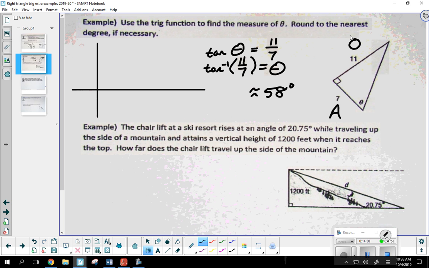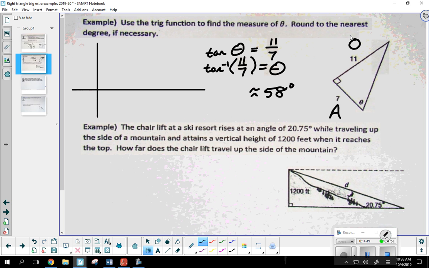Also, you don't want to get confused on this. You're only finding theta by using the inverse. That's the only time you're going to use the inverse, is to find theta. If you're looking for the ratio of the side lengths, you don't need to worry about that.